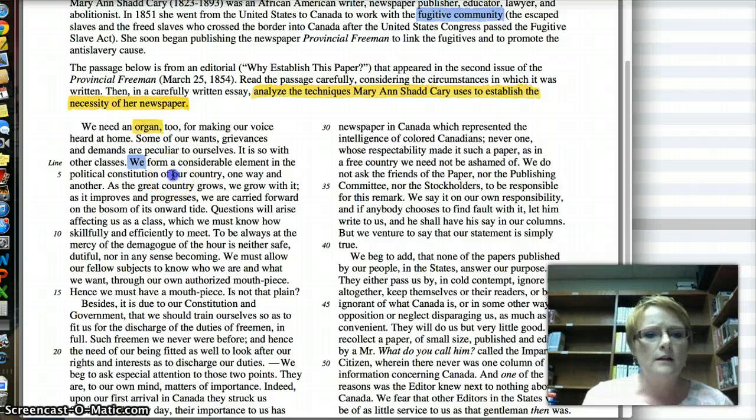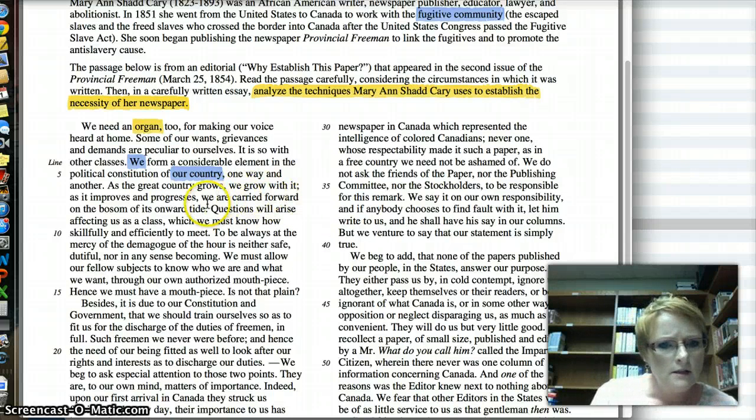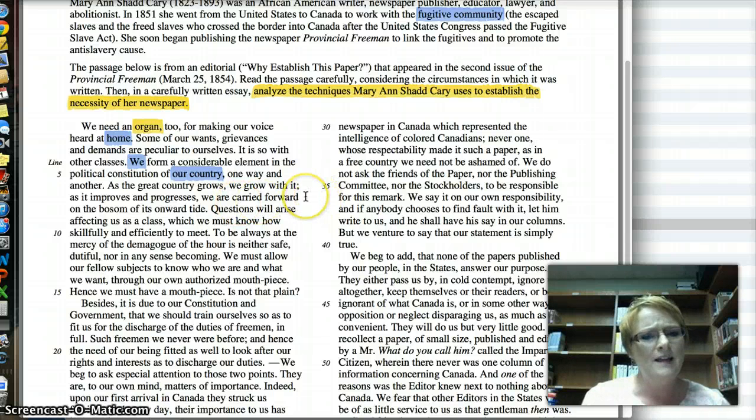Now, this is kind of where I get confused. She's using this phrase, "our country," and at one point she says, "We need an organ for making our voice heard at home." Well, the home for these people was the United States, but they are now in Canada. So I'm not sure if when she says "our country," she's talking about the United States or Canada. We're going to need to figure that out, okay?